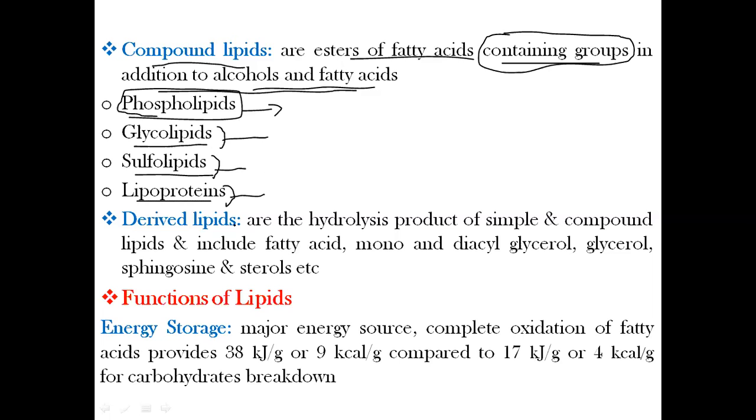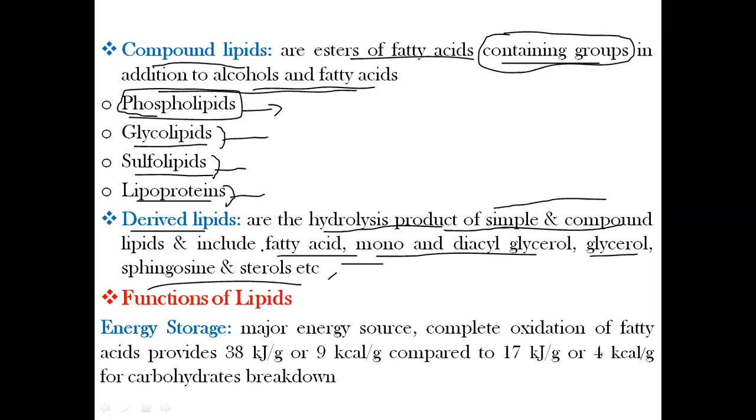The last one is the derived lipids. Derived lipids are the hydrolysis product of simple and compound lipids. So it results from simple and compound lipids and includes fatty acid, mono and diacyl glycerol, glycerol, sphingosine, and sterols, etc. We will discuss each type in detail in the later lecture. So the derived lipids are the hydrolysis product of simple and compound lipids.